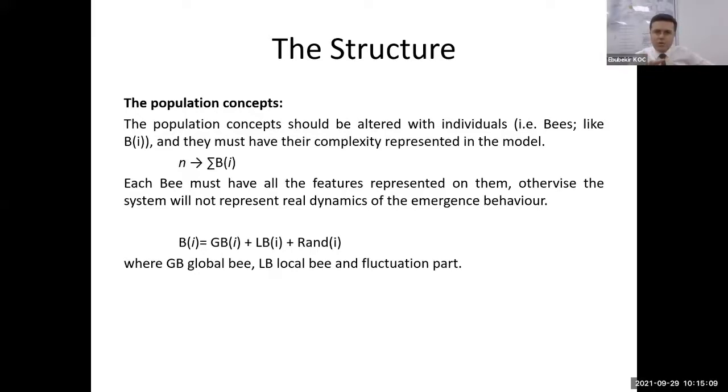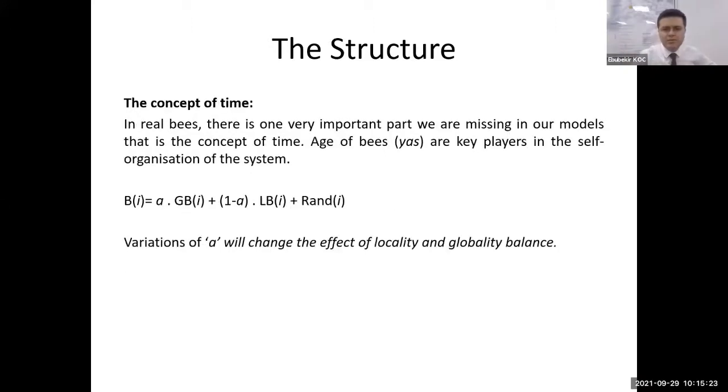Okay, each bee must have all the features represented on them, otherwise the system will not represent real dynamics of the emergence behavior. So each bee will have a global bee, local bee information, and random information. These three pieces will be creating our individuals in our system.